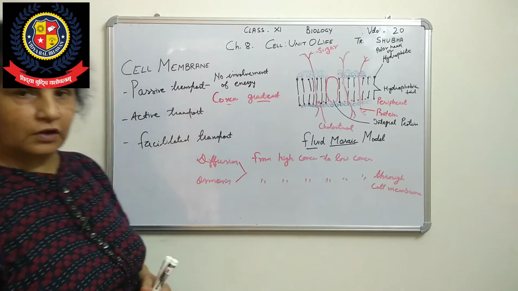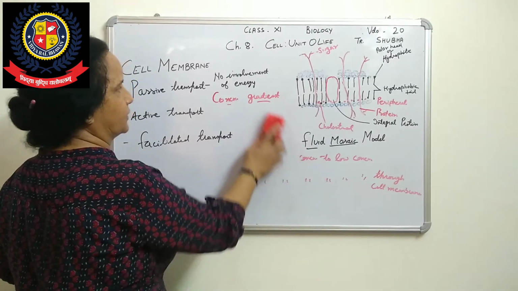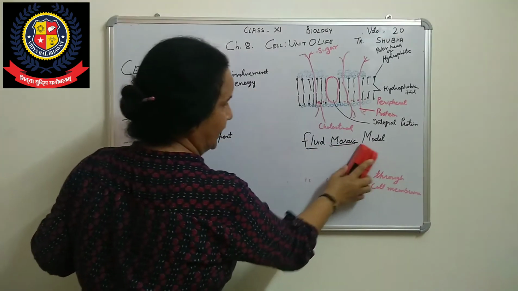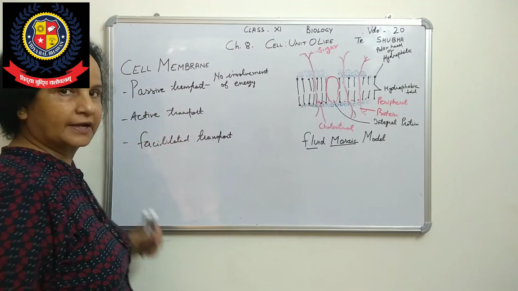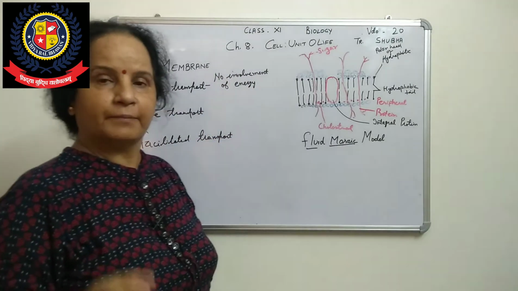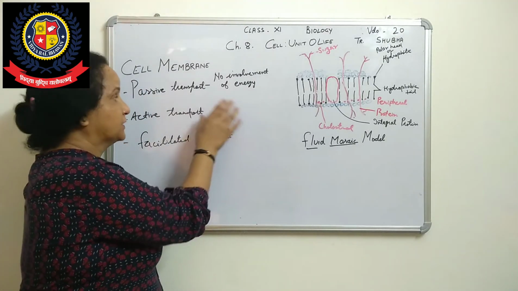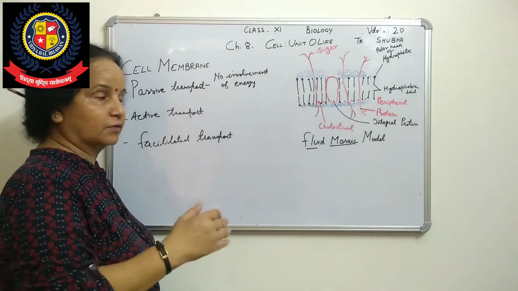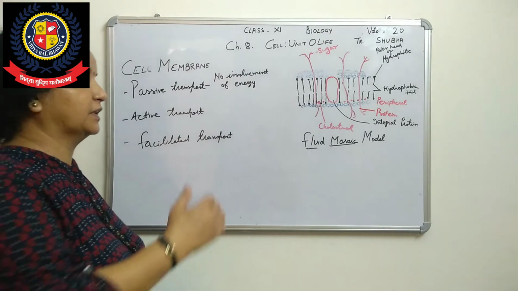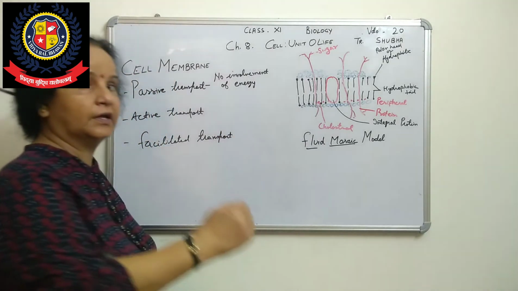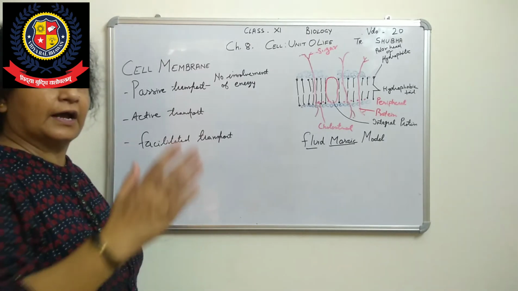Now the next one we will talk about is active. As you see, active transport. Active transport means expenditure of energy. From where are we getting energy? ATP. Here we are expending ATP molecules, then we get energy, and then the things move. It means energy is required when the transportation occurs against the concentration gradient.